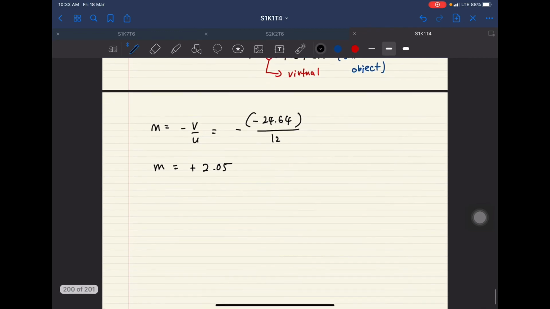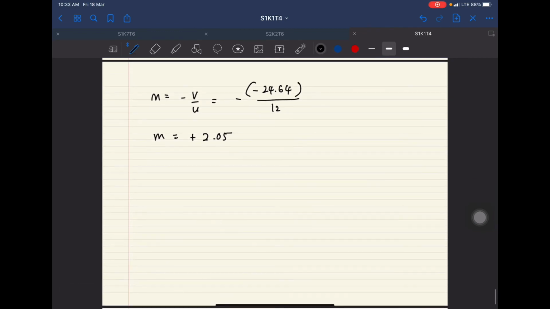Okay, and because this one is a positive number, positive here means upright, and 2.05 means this one is magnified. So the question wanted to state 2 image characteristics. So maybe I just list all 3.